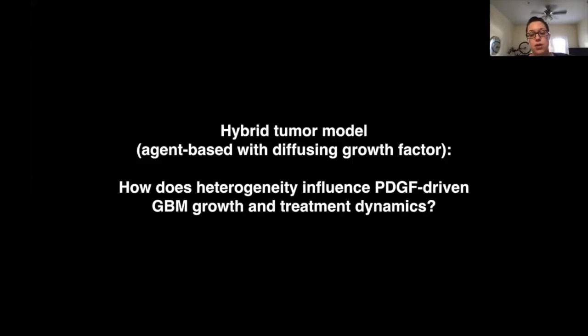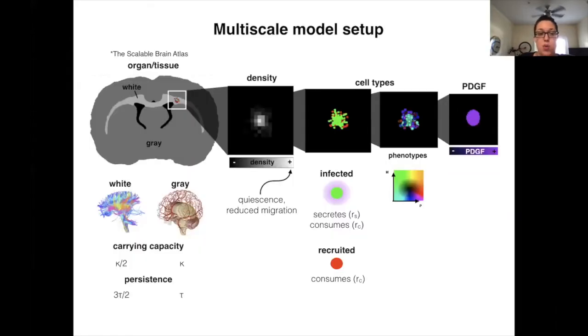The way that we then put this model together is using a hybrid agent-based off-lattice model with a diffusing growth factor. We imported this brain atlas from the Scalable Brain Atlas and defined a white and a gray matter, just in the plane that we had for the data. We define the white matter and the gray matter such that the carrying capacity due to that vascular influence and the persistence due to the white and gray matter reflected what we know from what happens there.